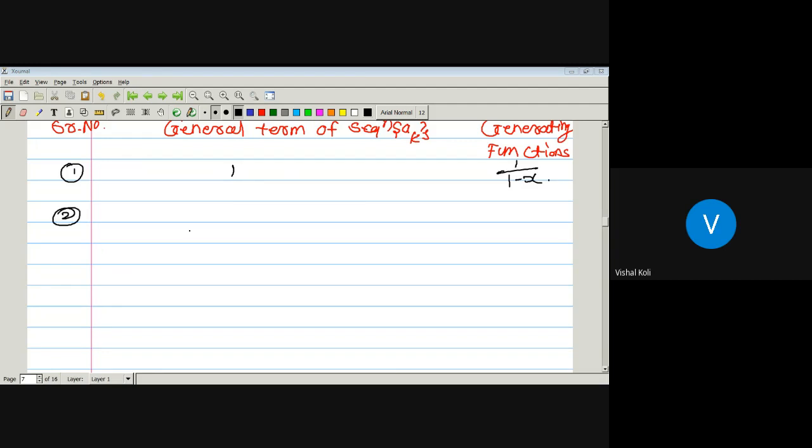Second one, if instead of 1 it is minus 1 raised to k, then what is its closed form? It means the signs alternate plus and minus, with k running from 0 to infinity: minus 1 raised to 0, 1, and so on. The closed form is 1 upon 1 plus x.